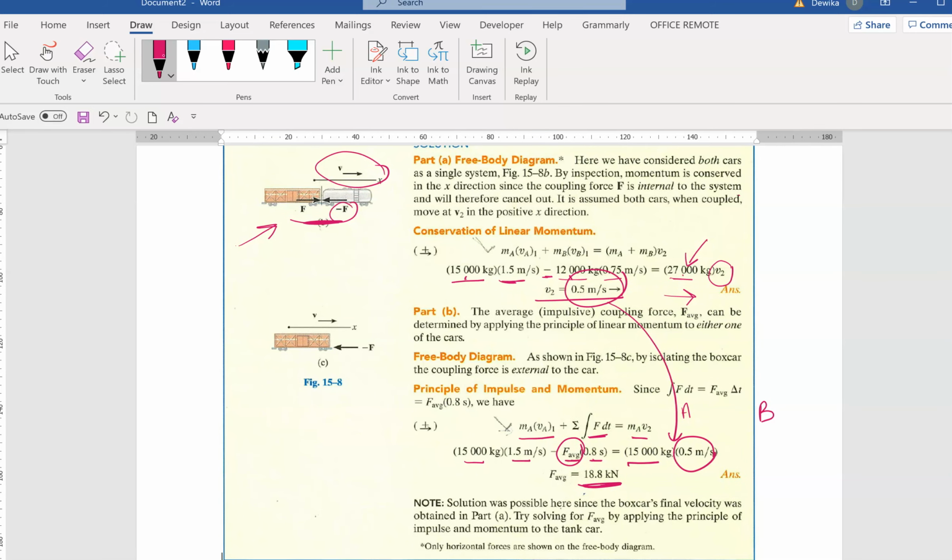Try solving this for object B by yourself. For object B, you put 12,000 here, then the velocity of B, B's weight, and the 0.5, and then 0.8 here, and you should get the same average force. Now I'm done with this particular subchapter. I'll meet you in the next subchapter. Thank you.